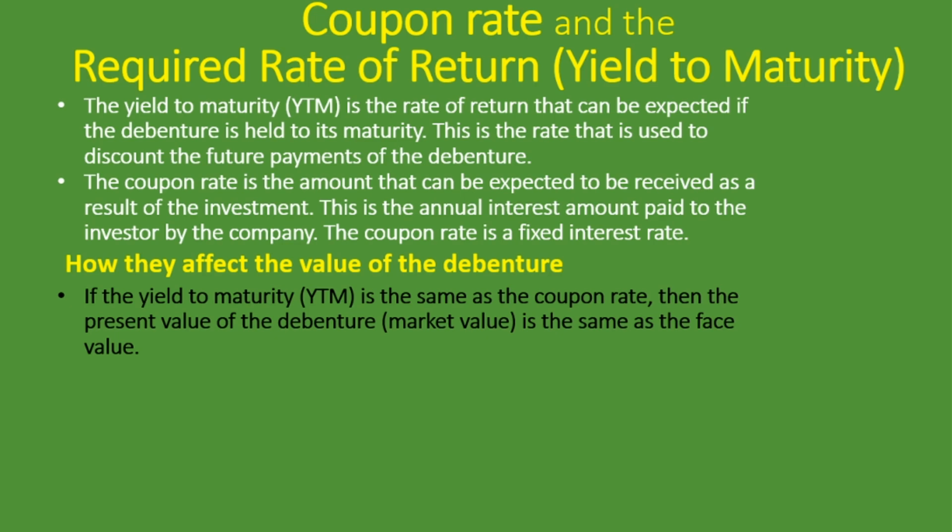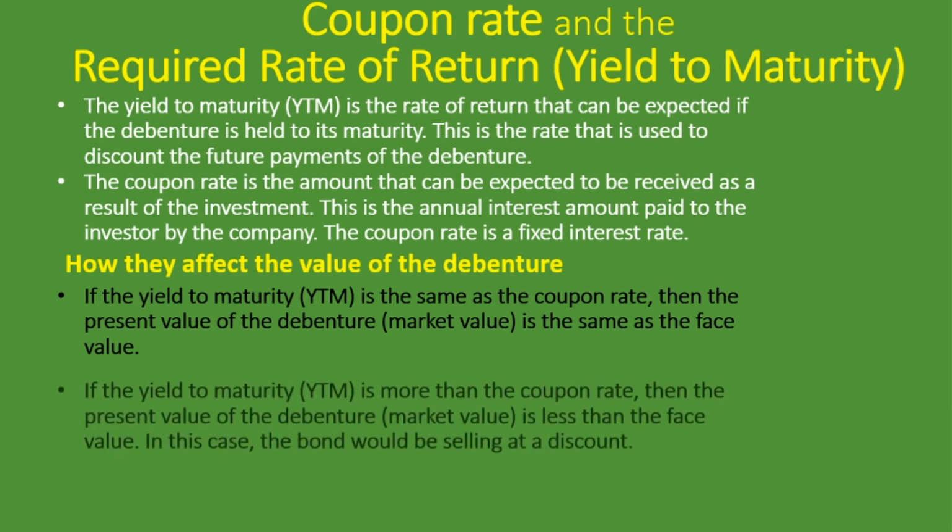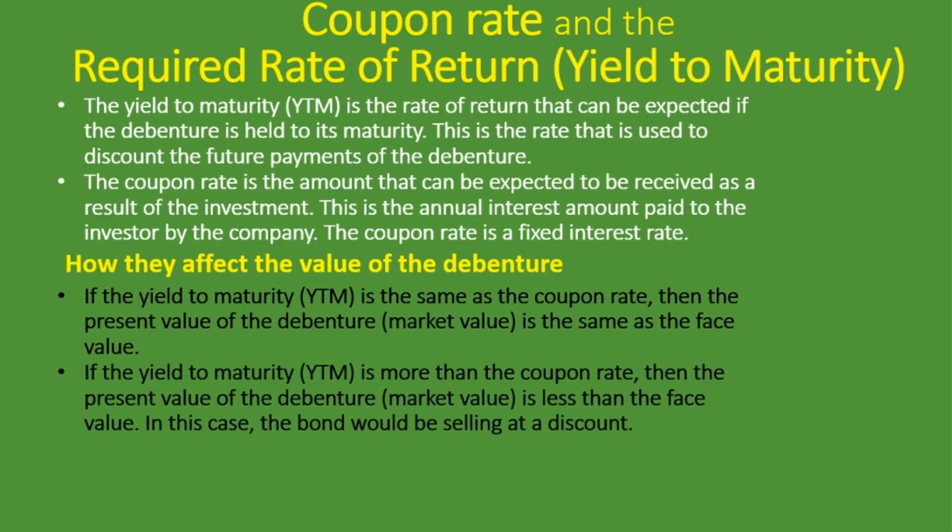Or if they give you one rate, then you have to use one rate for both the interest rate and for discounting. You'll realize that the market value will be the same as the face value. And you'll see with this example what we mean by that. But if the yield to maturity is more than the coupon rate, then the present value of the debenture, or the market value, is less than the face value. In this case, the bond would be selling at a discount.